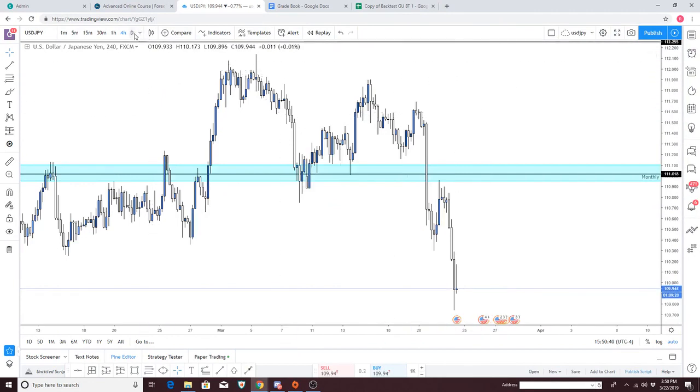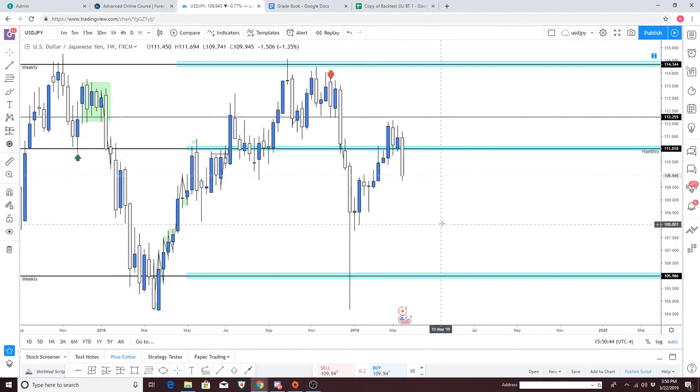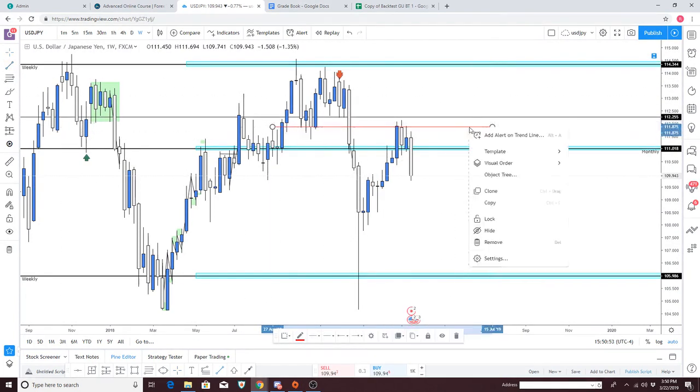So now let's start off on the weekly time frame. We always want to start off on the weekly time frames and start building our bias from there, right? So looking at the weekly time frame, we have come back to this area of previous support now turned into resistance.